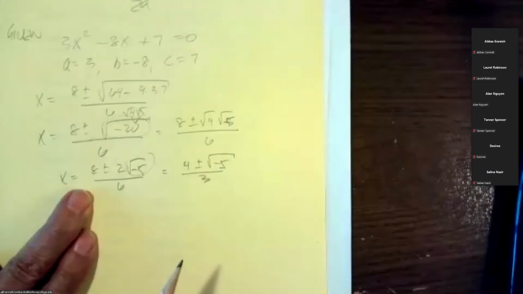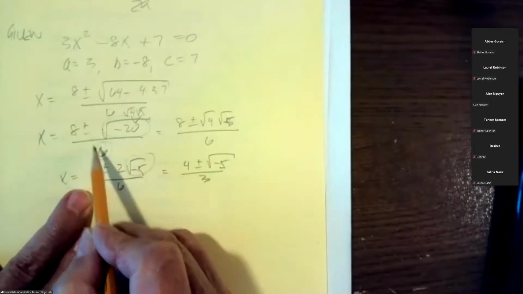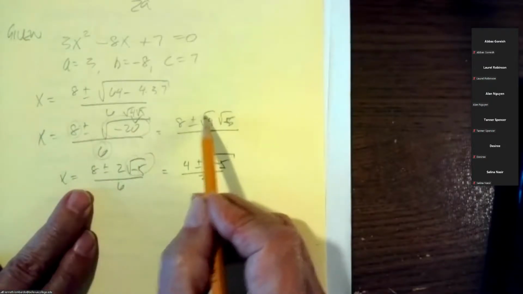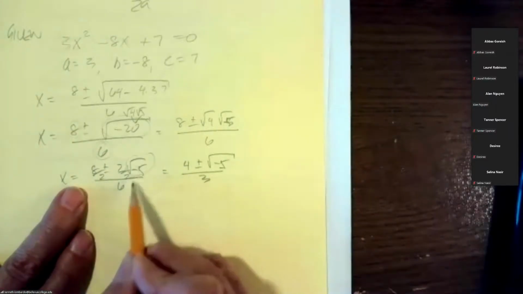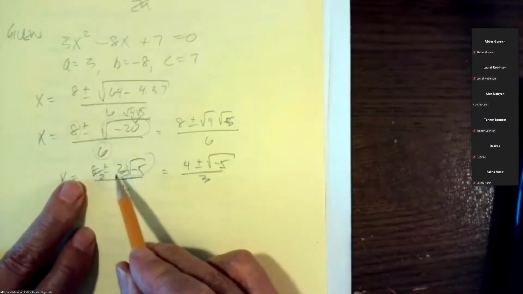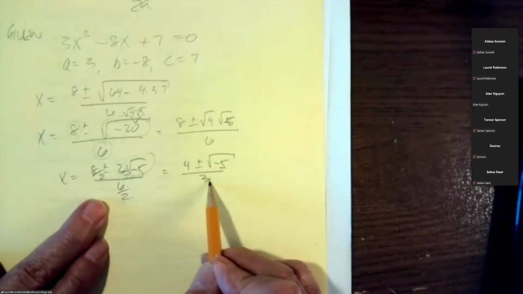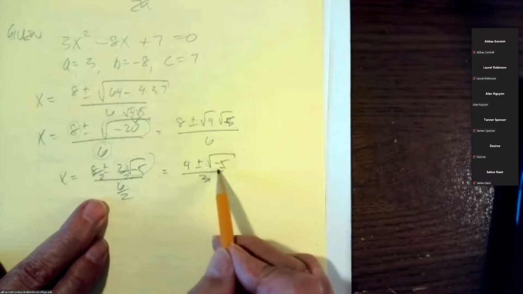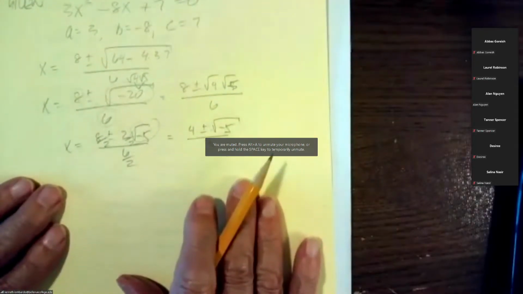How'd you get the 3 again? Well, I had 6 in the denominator, 8 in the numerator, 2 in the numerator, so I divided everything by 2. Oh, okay. So 8 over 2 is 4, 2 over 2 is 1, 6 over 2 is 3. Now I just have to resolve this root negative 5 business. So we okay here so far? Yeah, I understand so far.